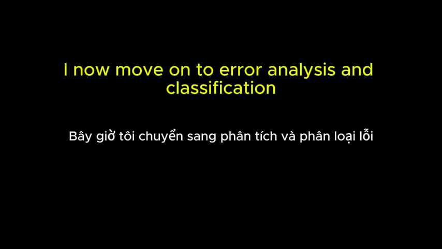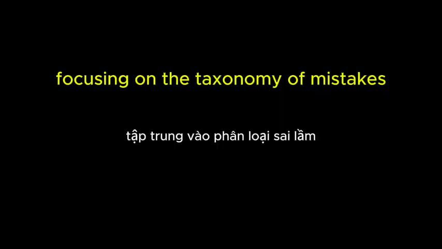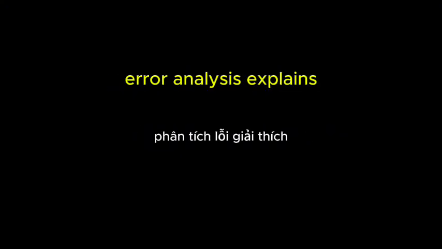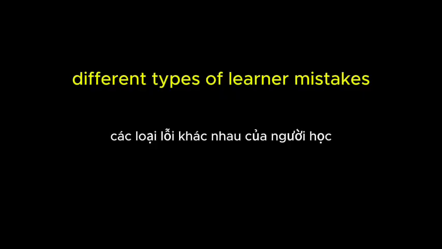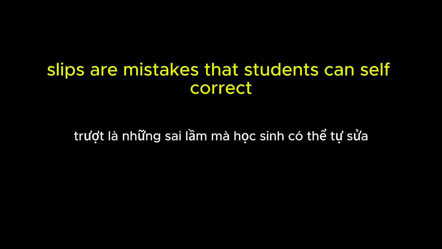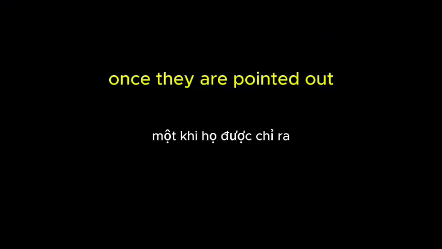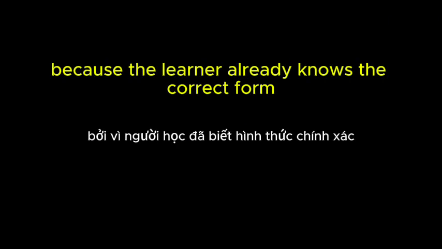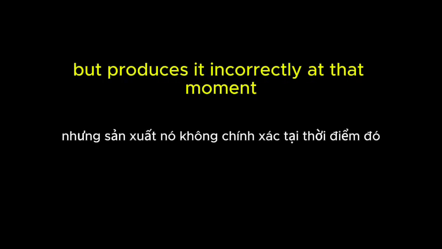I now move on to error analysis and classification, focusing on the taxonomy of mistakes proposed by Edge in 1989. Error analysis explains different types of learner mistakes instead of treating all mistakes in the same way. Slips are mistakes that students can self-correct once they are pointed out. They are described as performance errors because the learner already knows the correct form, but produces it incorrectly at that moment.